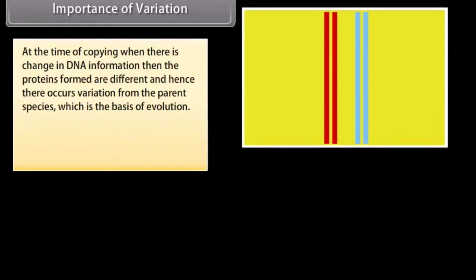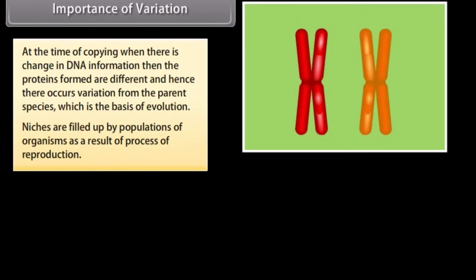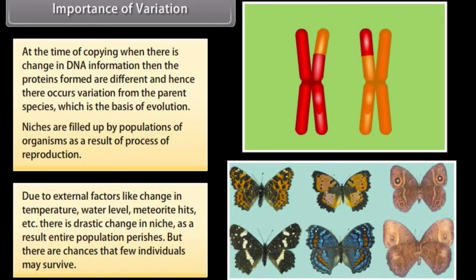Importance of variation. At the time of copying, when there is a change in DNA information, then the proteins formed are different, and hence there occurs variation from the parent species, which is the basis of evolution. Niches are filled up by populations of organisms as a result of the process of reproduction. Due to external factors like change in temperature, water level, meteorite hits, etc., there is a drastic change in the niche. As a result, the entire population perishes. But there are chances that a few individuals may survive.